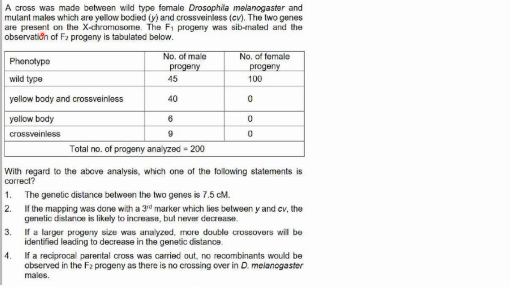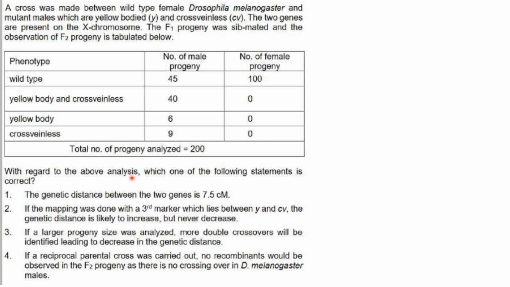Then next one. A cross was made between wild type female Drosophila melanogaster and mutant males which are yellow bodied cross veinless. So males are mutant, females are wild type. The 2 genes are present on the X chromosome. So yellow body and cross veinless, they are present on the X chromosome. The F1 progeny was submated and observation of F2 progeny is tabulated below. So this is F2 progeny.